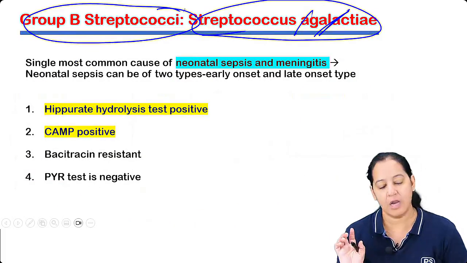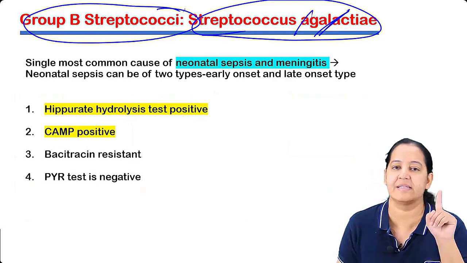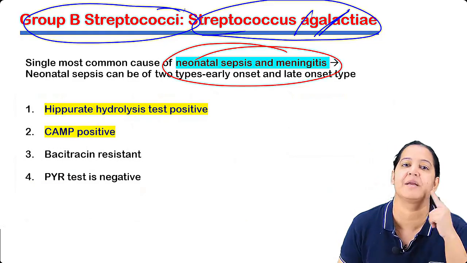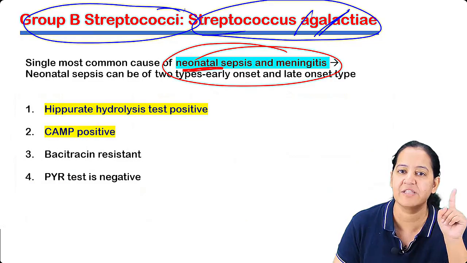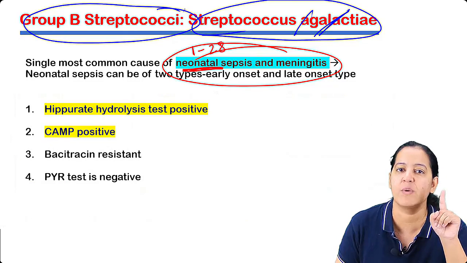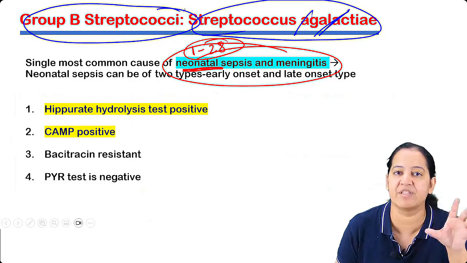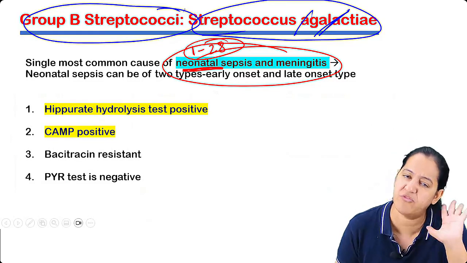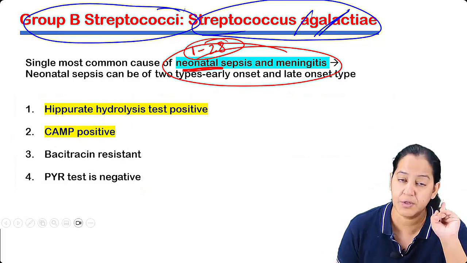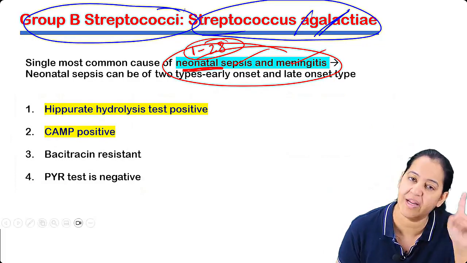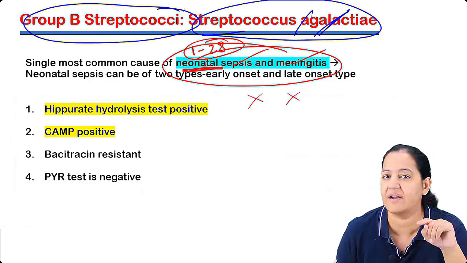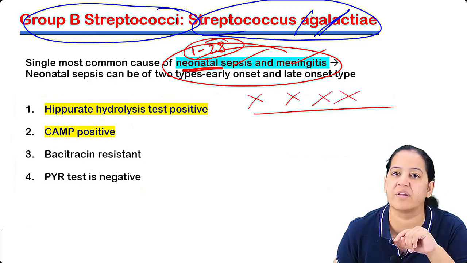Now it causes only one disease. Learn one disease: neonatal sepsis and meningitis. Who's a neonate? The first 28 days. A child in the first 28 days, the newborn, up to the first 28 days is a neonate. So it causes meningitis and sepsis only in neonates, not in infants, not in adults, not in children, not in old age, no other age.